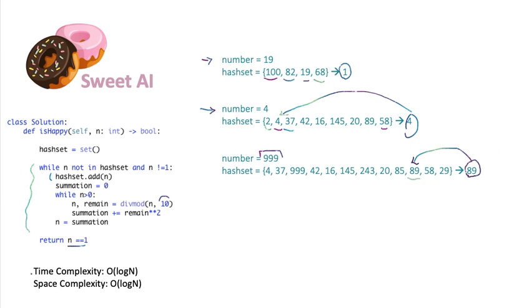The time complexity and space complexity are both log n, because of the while loop where we divide by 10 and the hash set that we use. We can do this in constant space too, but we should use Floyd's algorithm.